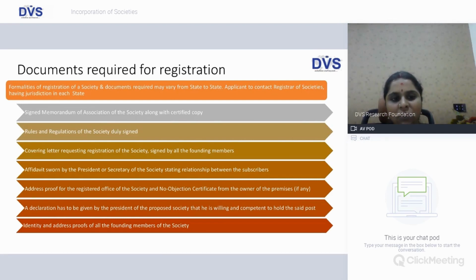Affidavit sworn by the President or Secretary of the Society stating the relationship between the subscribers. Address proof for the registered office of the Society and NOC from the owner. If the address is a leased premises and you have entered into a lease agreement between the lessor and the lessee, and there is a clause stating that you shall not sublease to any other sister or associate concerns, it's always better that you approach your landlord and say that you are forming a society in the same premises where you already have the business organization, in which case you can seek their no objection and the same shall be attached.